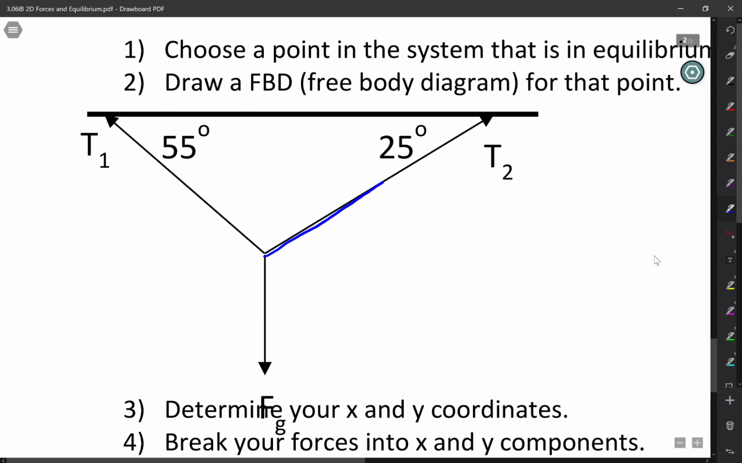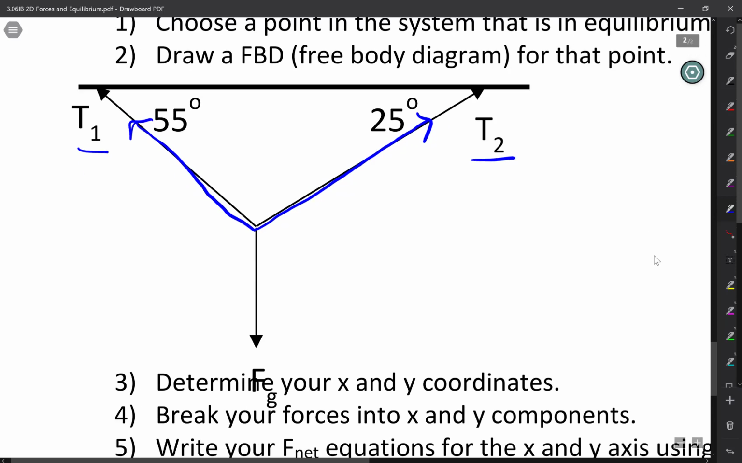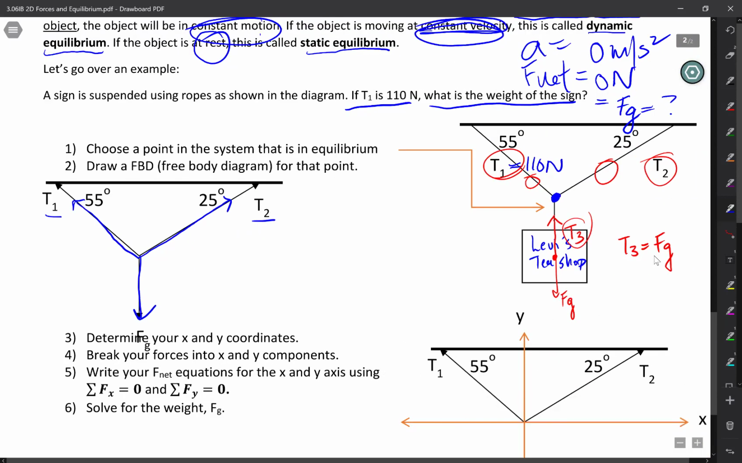So you have this force over here, which is T2. You have this force over here. You have this force here, which is T1. And the force that's pulling all of this down, yes, it is T3, but since T3 is equal to Fg, I wrote Fg instead. So that's going to be our free body diagram. Number 2 is done. Check, check.